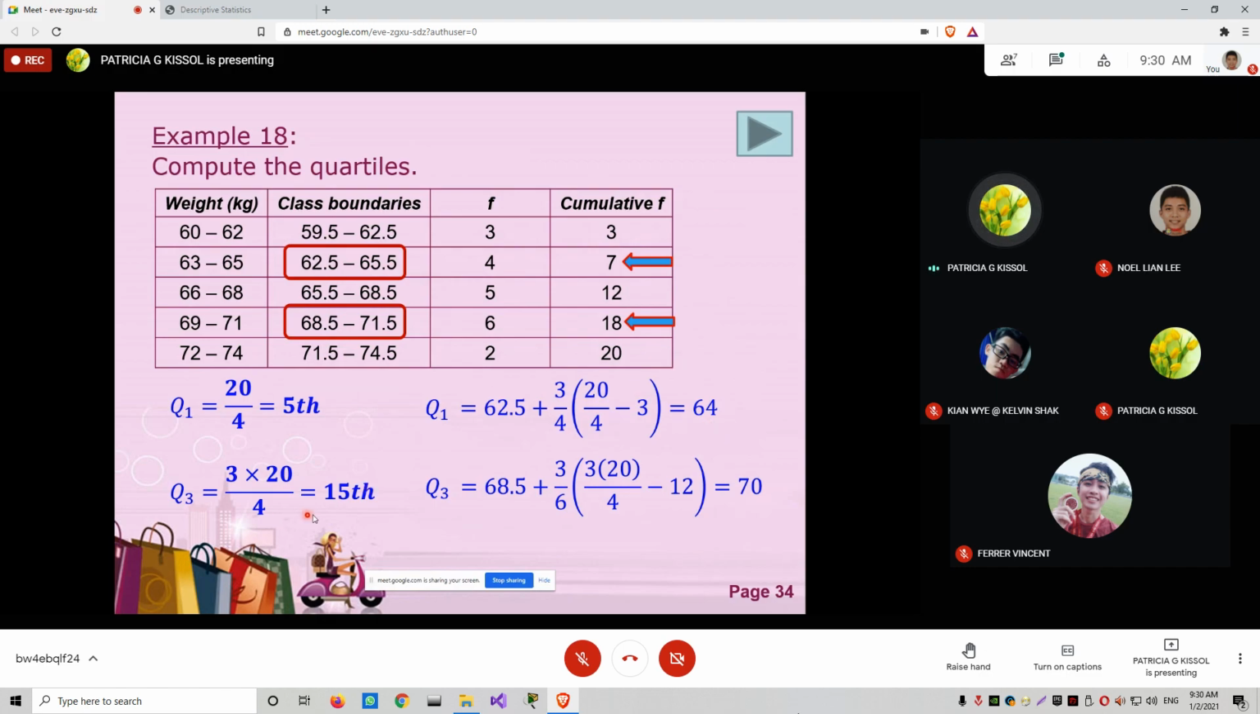So do the same process for Q3. You can see 68.5 plus 3, the size, 6 is the frequency, and then 3 times 20 over 4, because that's our n, minus 12, because 12 is just below the category we have chosen. That's the cumulated frequency below the category we have chosen for Q3. And when you calculate that, you get 70. Any question regarding this?